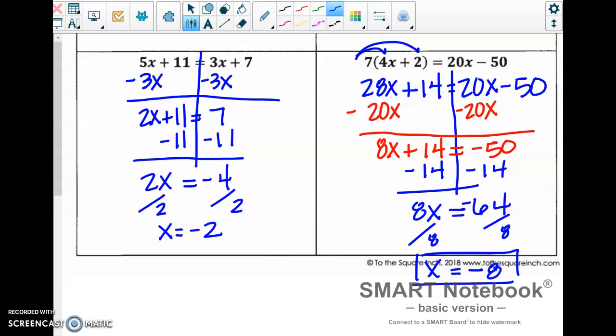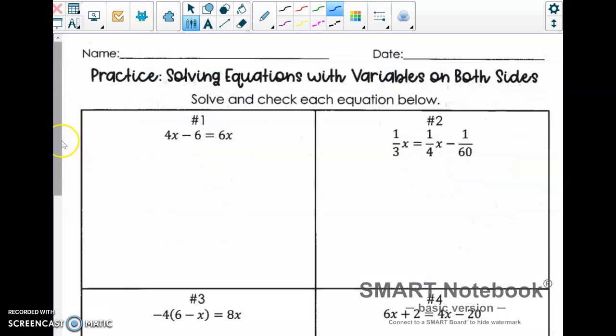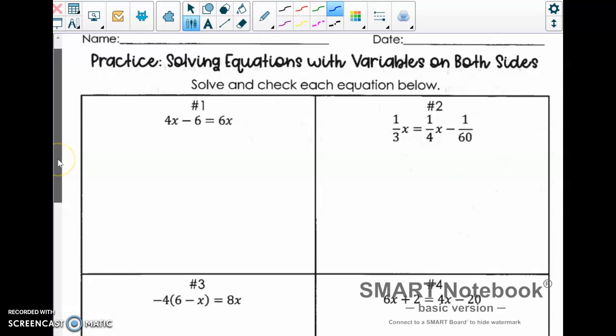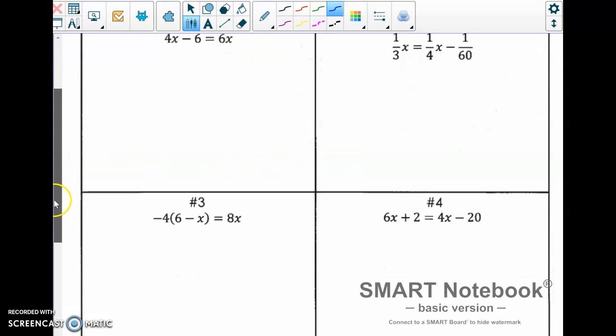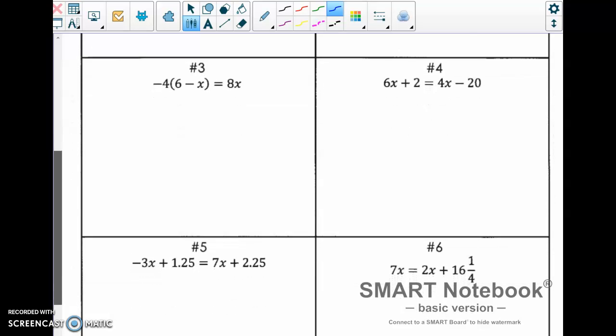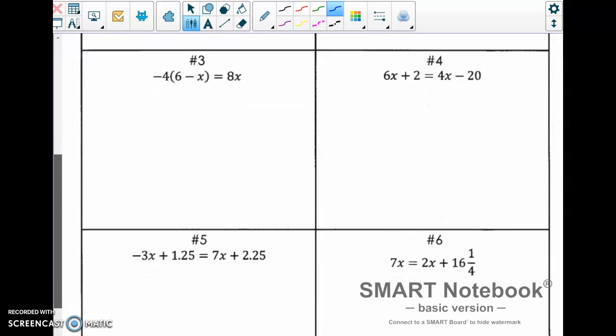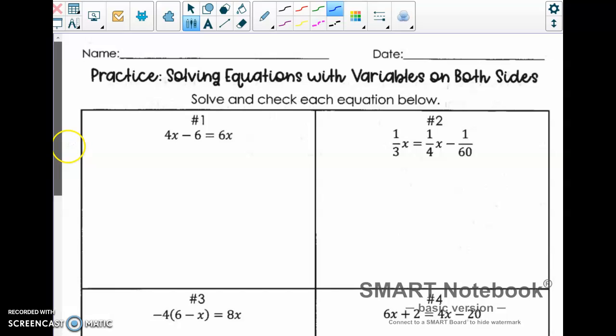Okay, let's look at the back. There are 6 problems for you to solve. That one's got fractions. What I want you to do is go through and solve those. Pause the video, and it may take a while to solve those 6, but then come back and I'll have the answers for you so you can at least check your answers.